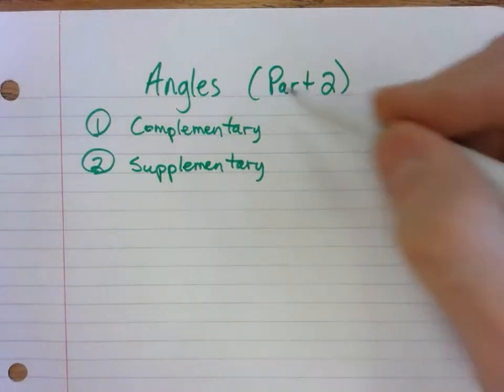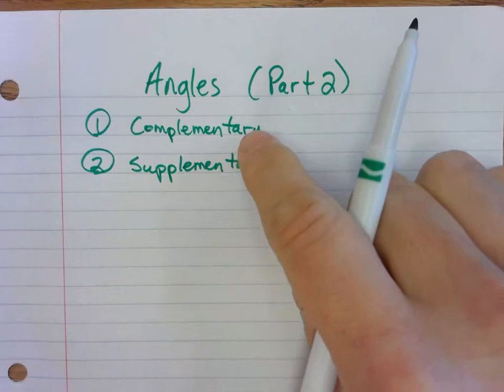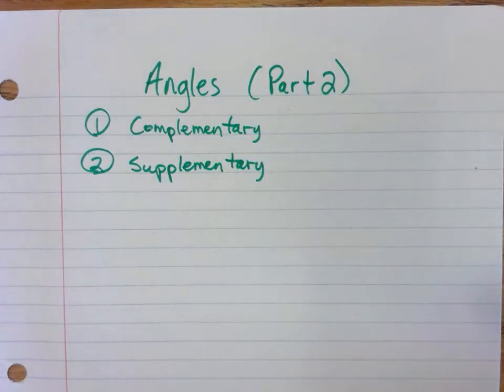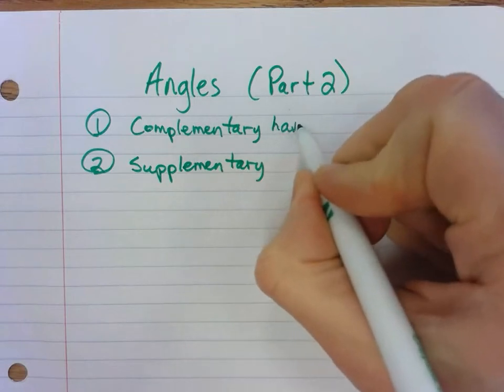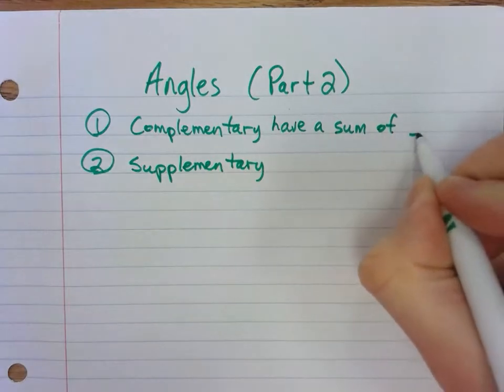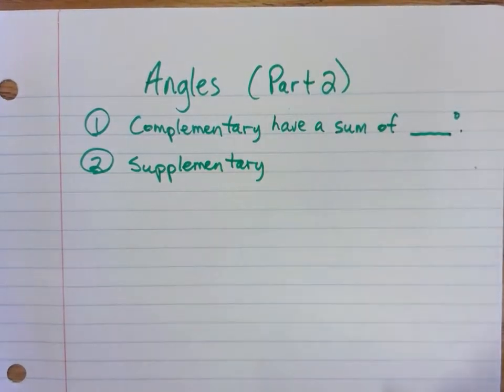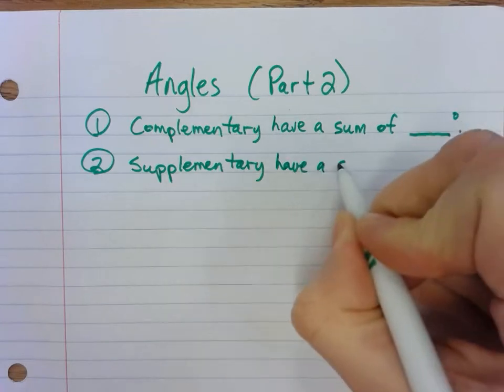All right, so today we're going to continue with our angles information. And of course, that means you need to know previously about complementary and supplementary. So complementaries have a sum of what? Have a sum of blank degrees. And supplementary angles have a sum of blank degrees.